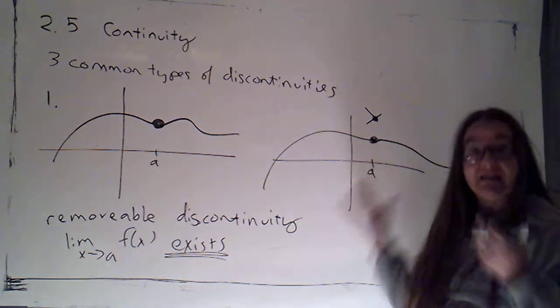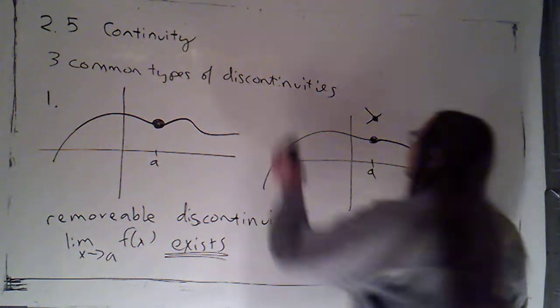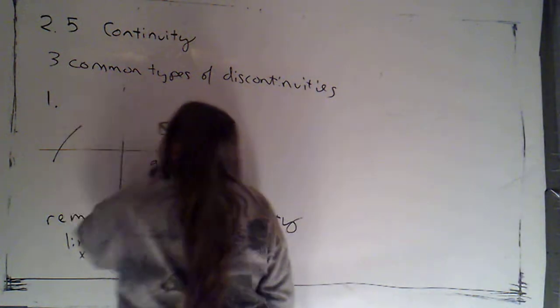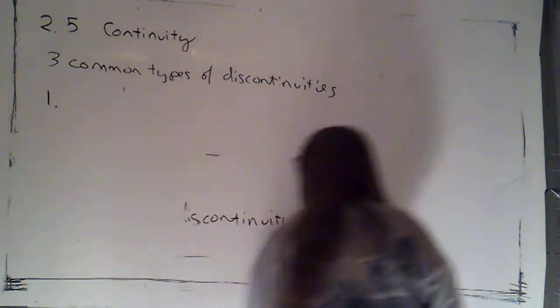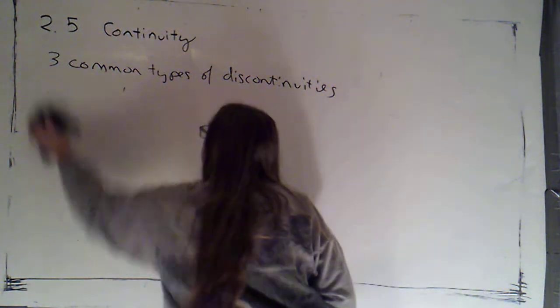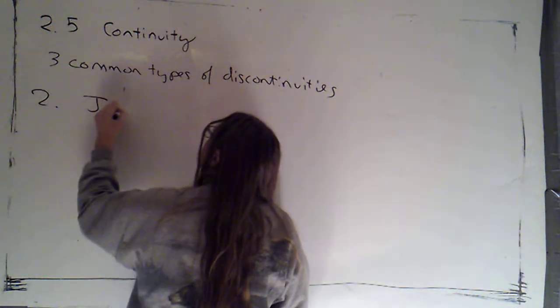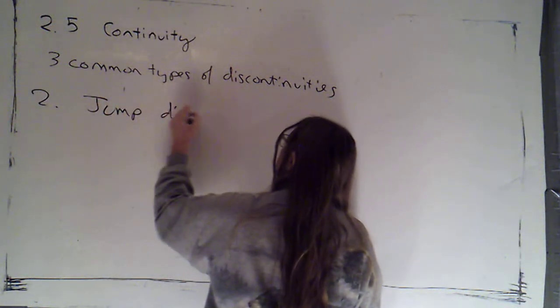Obviously, that would give me a different function, but that's a different situation from the other types of discontinuities we're going to see. So the second thing would be a jump discontinuity.